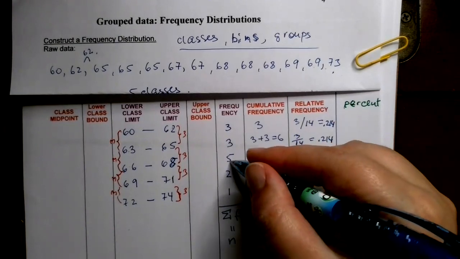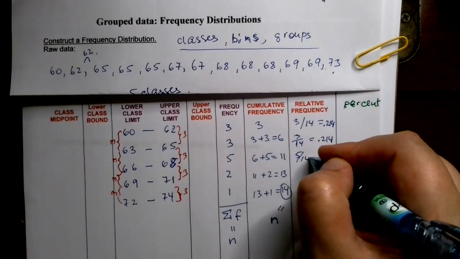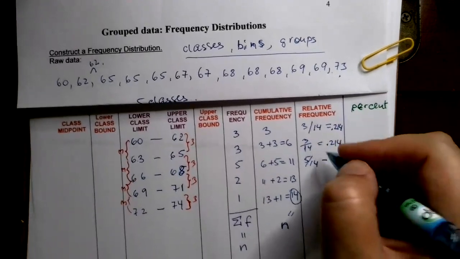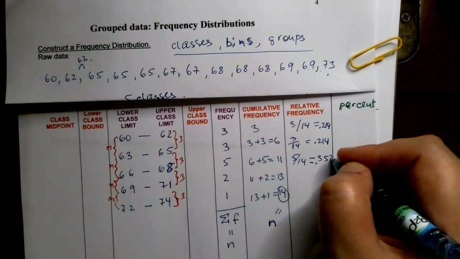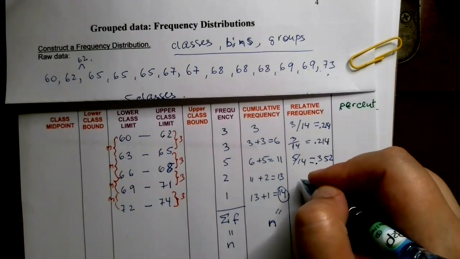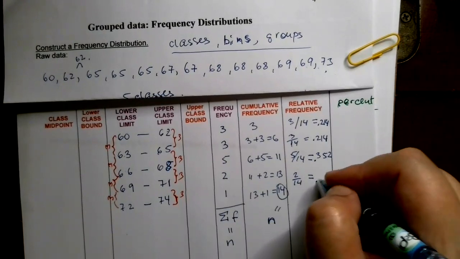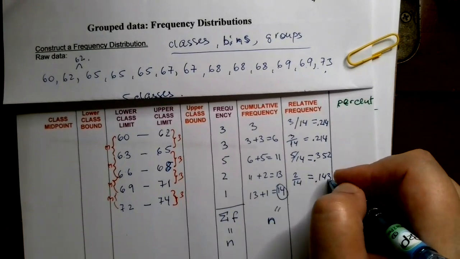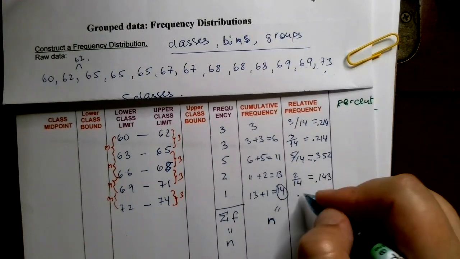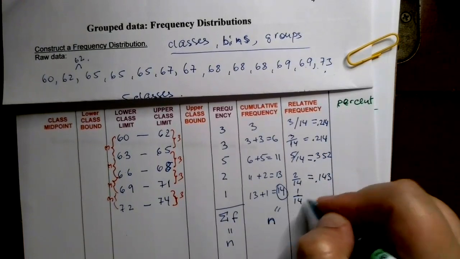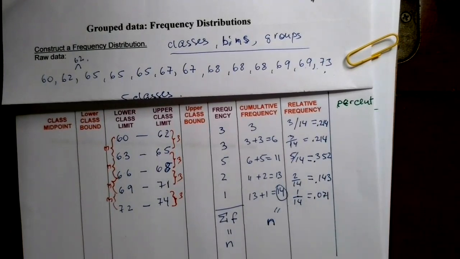For class 3, we have 5 values in that class, so the relative frequency will be 5 out of 14, and that's 0.357. The next class is 2 out of 14, and that's 0.143. And for the last class, it's 1 out of 14, and that's 0.071.